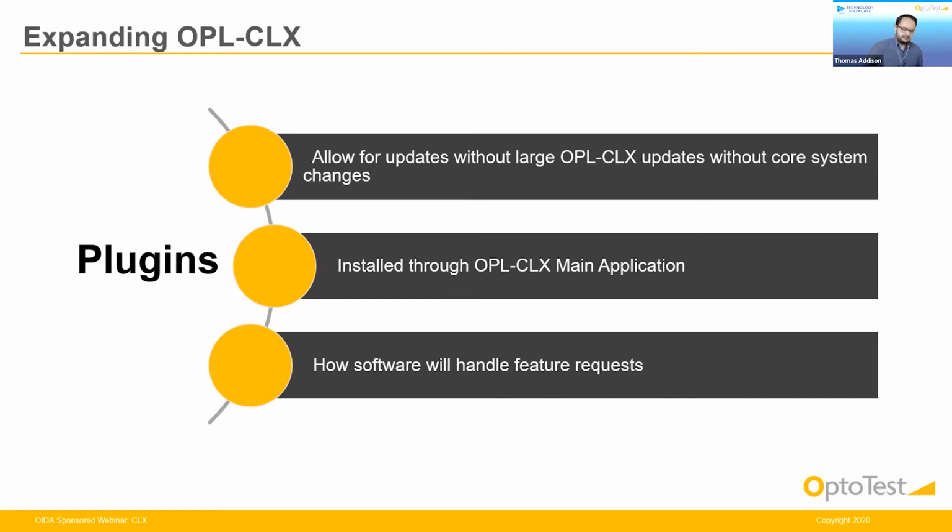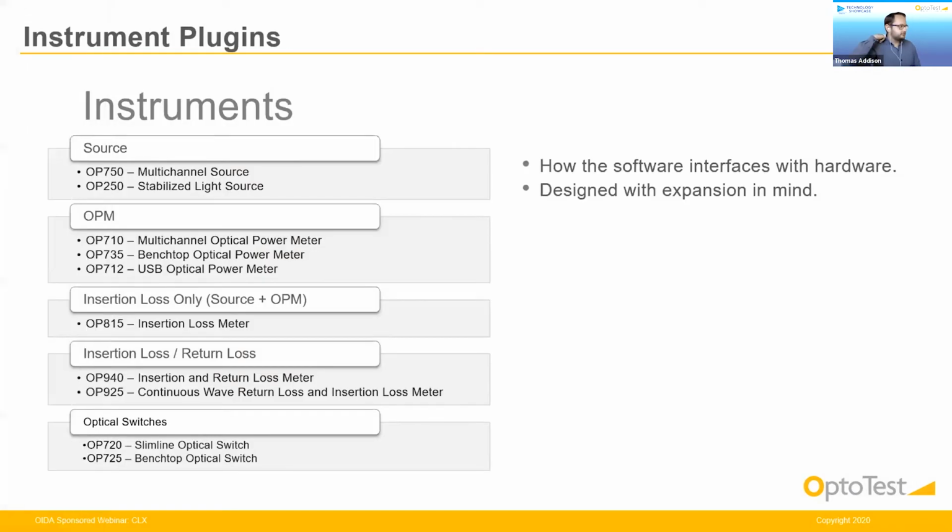We've broken down plugins into 3 categories for now. Our first are instrument plugins. These are how the software interfaces with hardware. We've structured the instrument plugins with expansion in mind. At the moment, the software can interface with 5 categories of instruments. We'll be able to expand to even cover non-OptoTest units at some point.